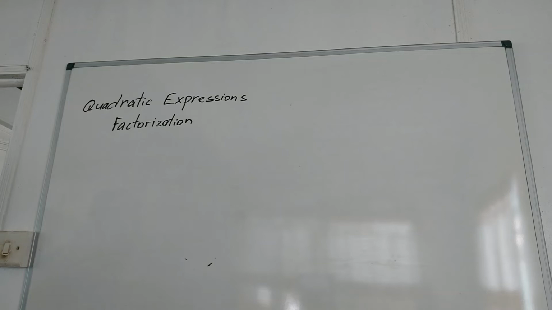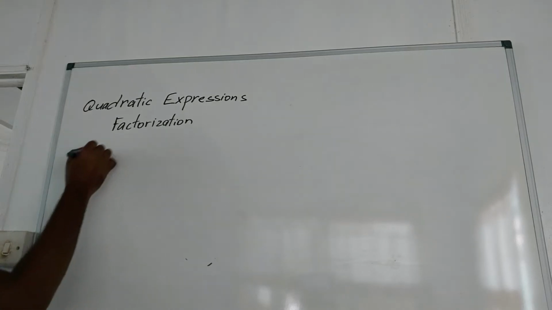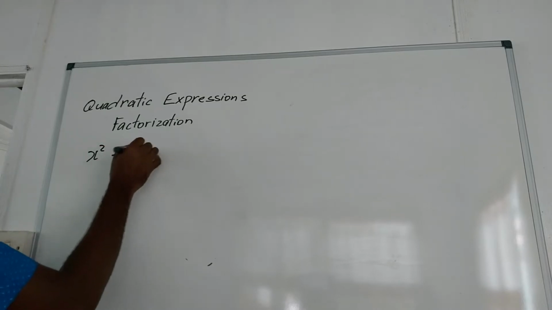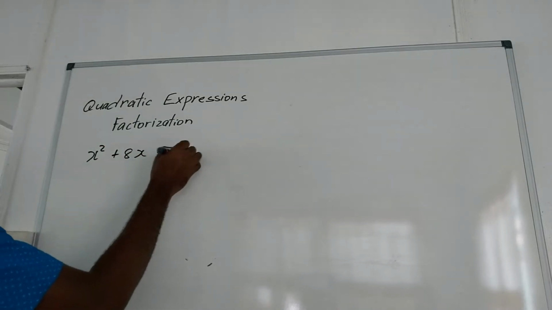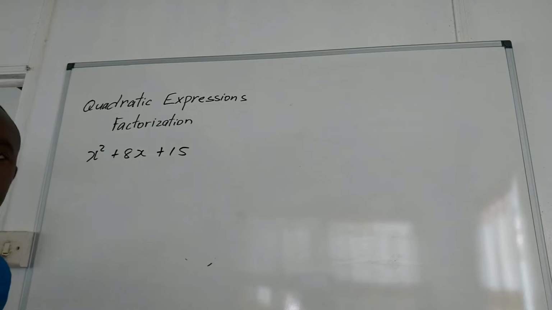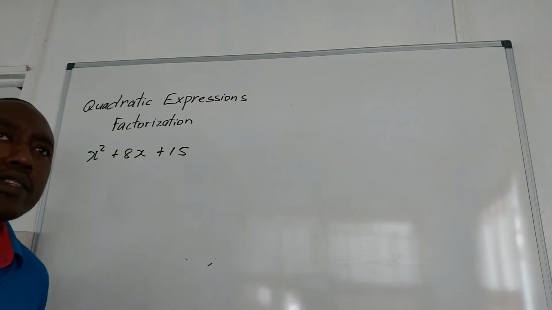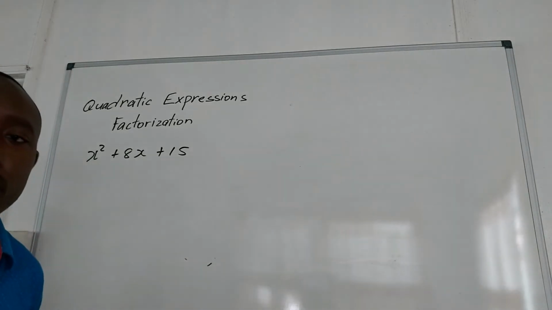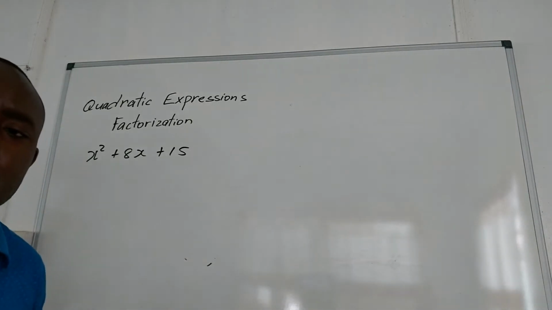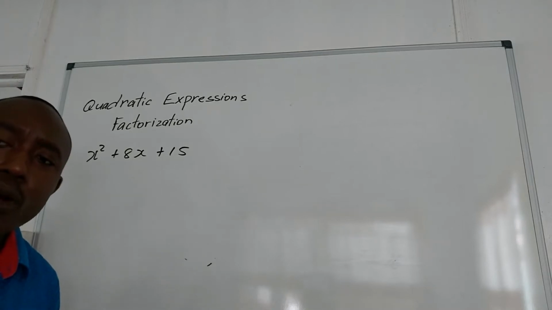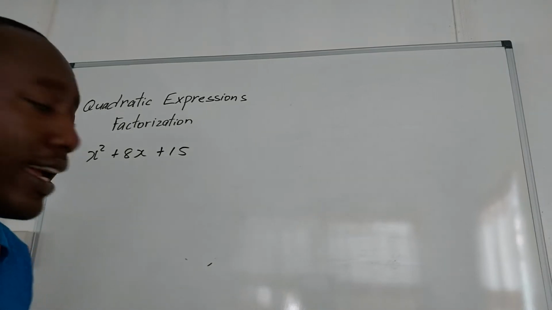So let us do an example so that we can apply the steps that we learned. Let's take the first one: x squared plus 8x plus 15. We have to factorize this expression. What we intend to do is get it back as two binomial expressions. Now let us go with step 1. Step 1 says multiply A and C.